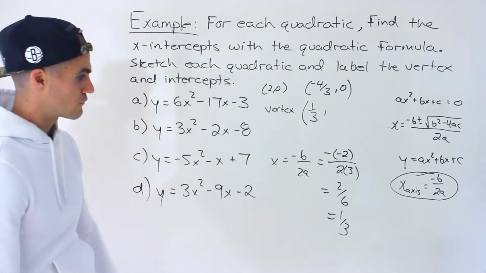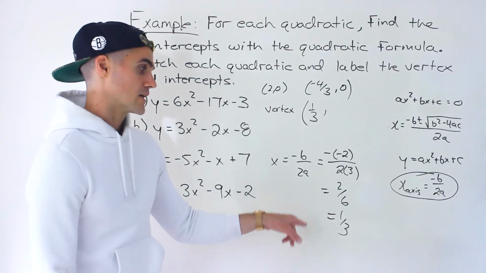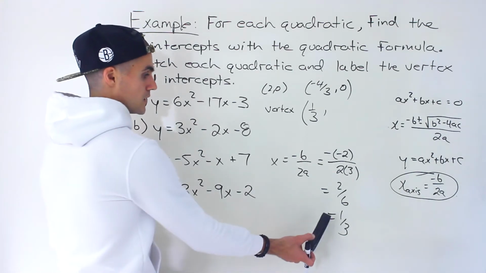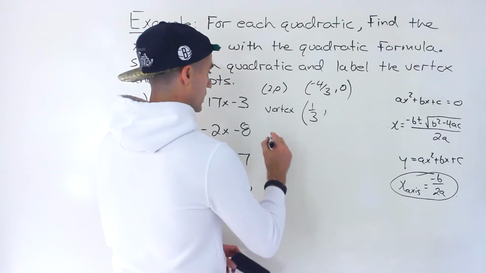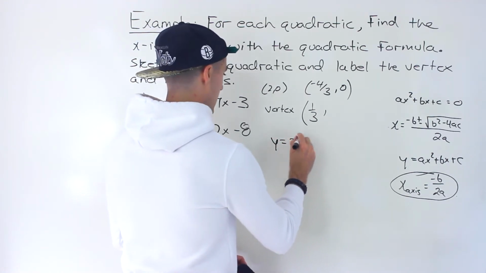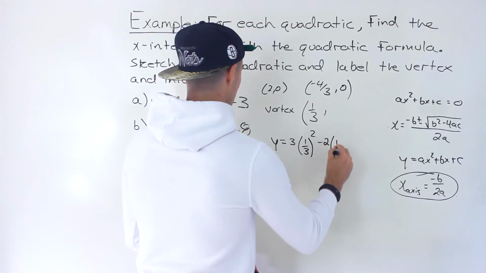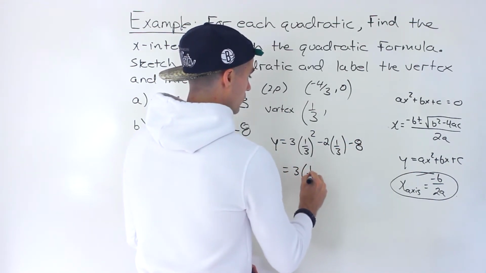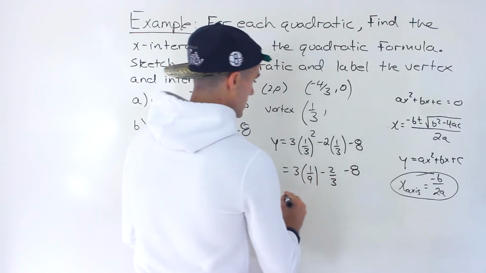You'd be working with a lot of fractions though, so I don't recommend going down that route. What's nice about completing the square is you'll get the y value of the vertex right away as well. But either way, the x value of the vertex is 1 over 3. Now if we want to get the corresponding y value, we plug in that 1 over 3 for the x values. And so what would happen here? We'd have 3 times 1 over 9 minus 2 over 3 minus 8.